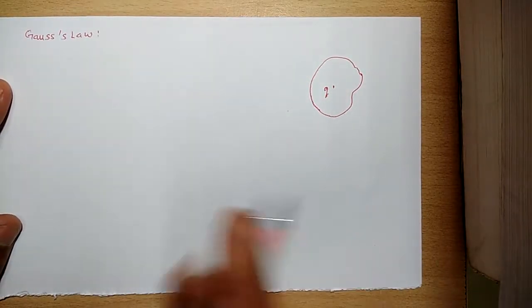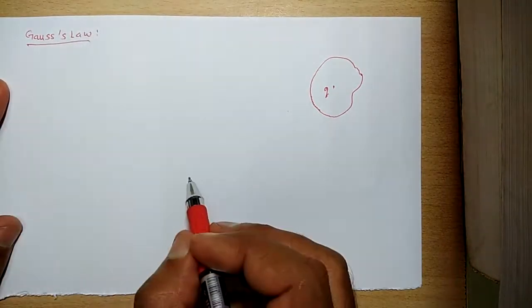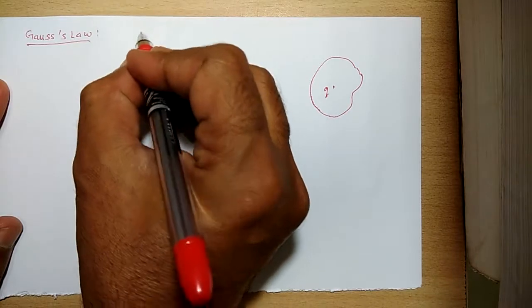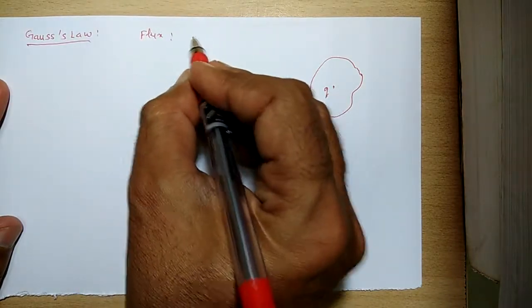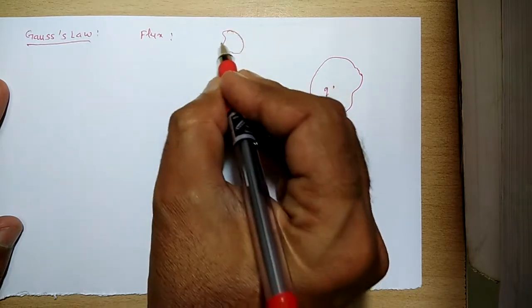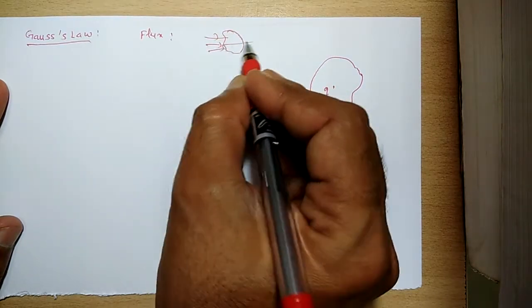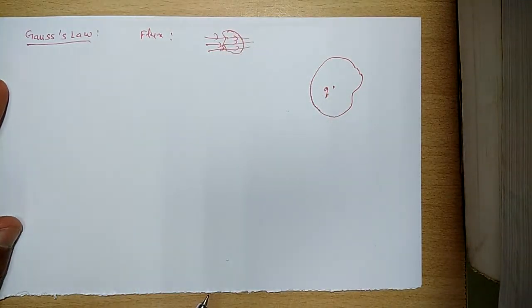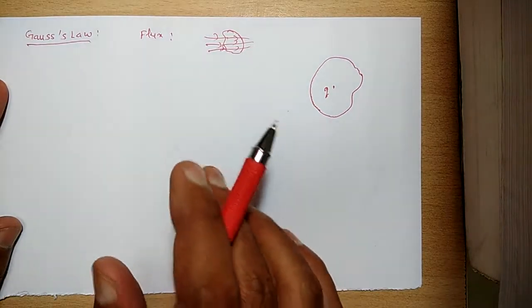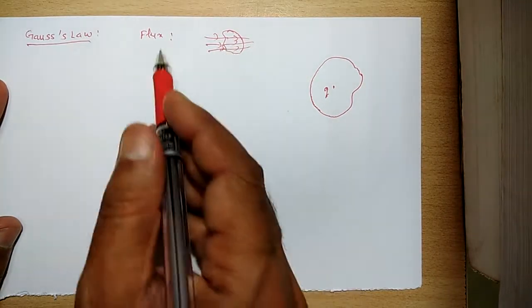In this video lecture, we will discuss the Gauss law. So this Gauss law is related with the flux. And we know that flux is something passing through a surface. We will call it flux. And there may be the electric field lines or magnetic field lines.